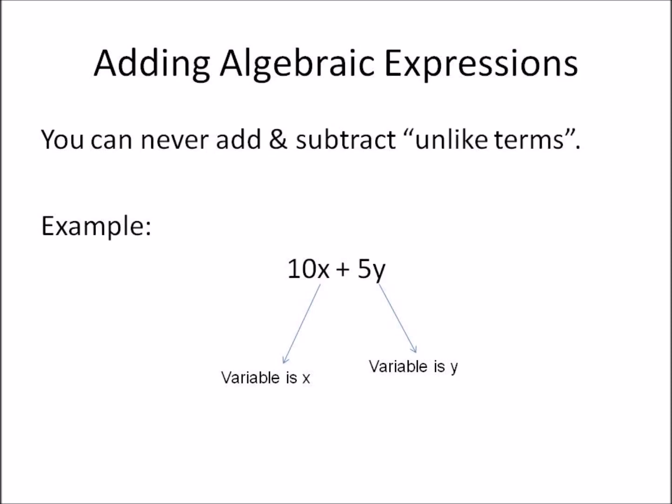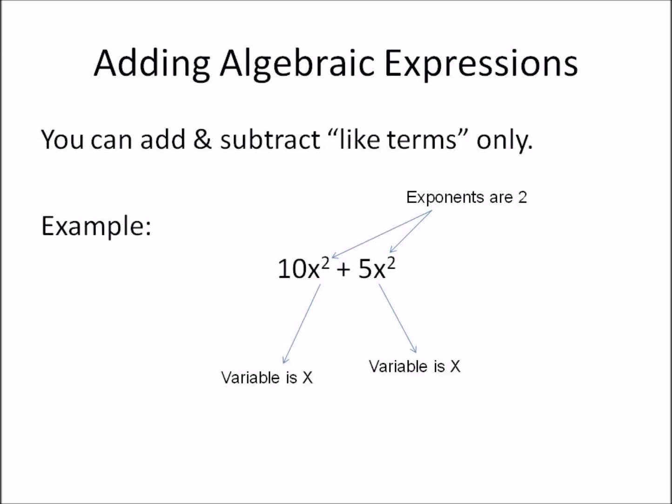Now, the second thing to remember is you can never add and subtract unlike terms. Now, let's look at this example: 10x plus 5y. Can you add or subtract this algebraic expression? No, you cannot. Why? Because 10x, the variable is x, and 5y, the variable is y, so it becomes an unlike term. You can add and subtract like terms only.